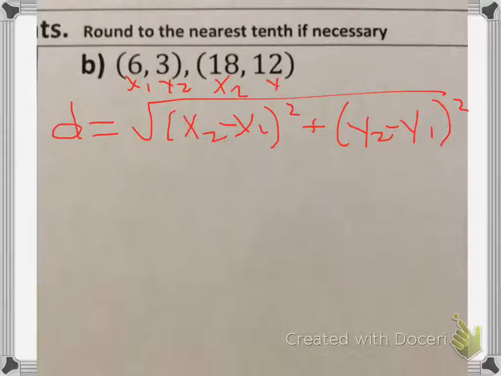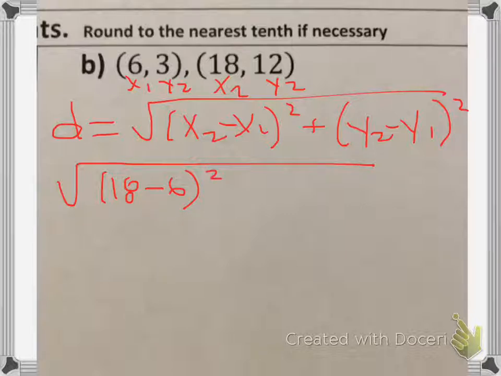This is my x2 and my y2. And I'm just going to substitute them in. So x2, which is 18, minus x1, which is 6. And then we'll square that. And then we'll do y2, which is 12, minus y1, which is 3. And then we'll square that.